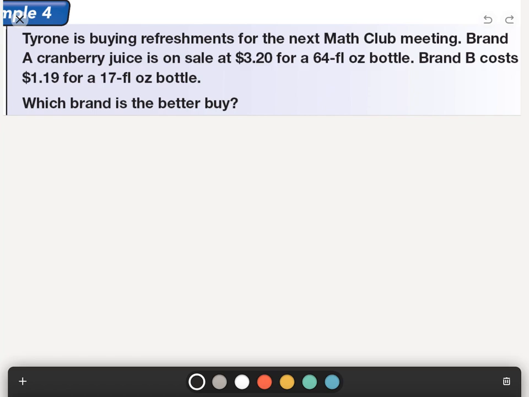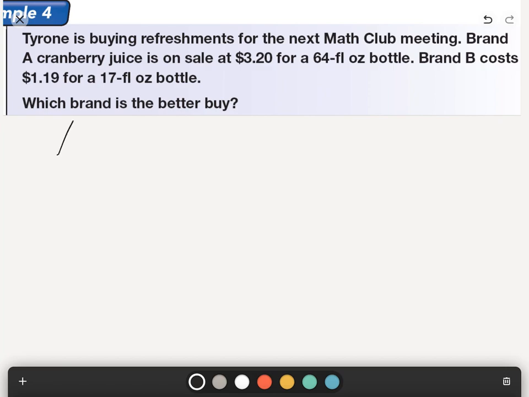For the next math club meeting, brand A cranberry juice is on sale at $3.20 for a 64 fluid ounce bottle. Brand B costs $1.19 for a 17 fluid ounce bottle. Which brand is the better buy? Well, I'm just gonna give a brief explanation and ask for people to try to solve it themselves. You just need to get the unit price for each one per ounce, and you do that.